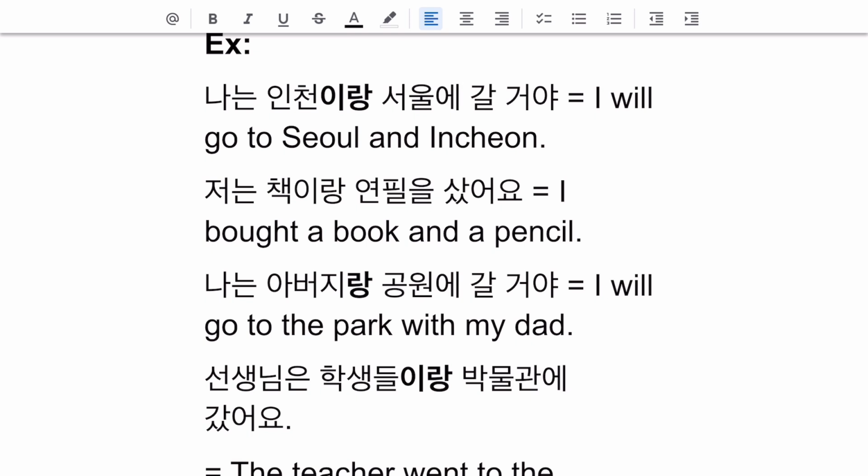저는 책이랑 연필. I bought a book and a pencil. 아버지랑 공원에 갈 거야. So some of these sentences are informal, which we haven't seen a lot of.